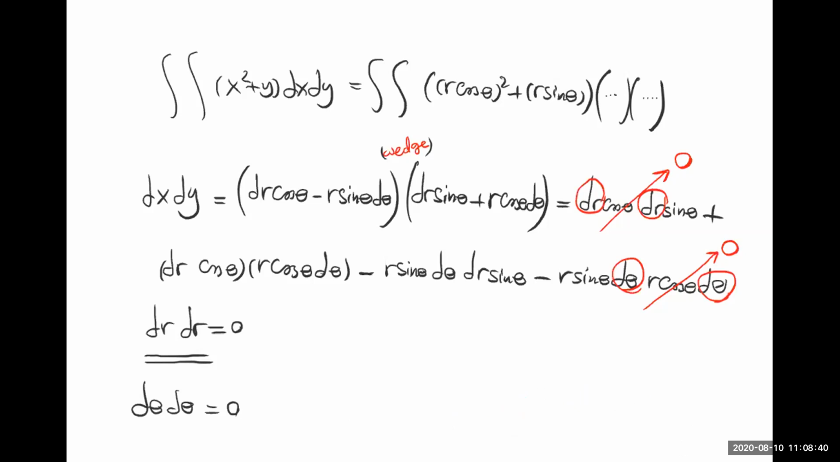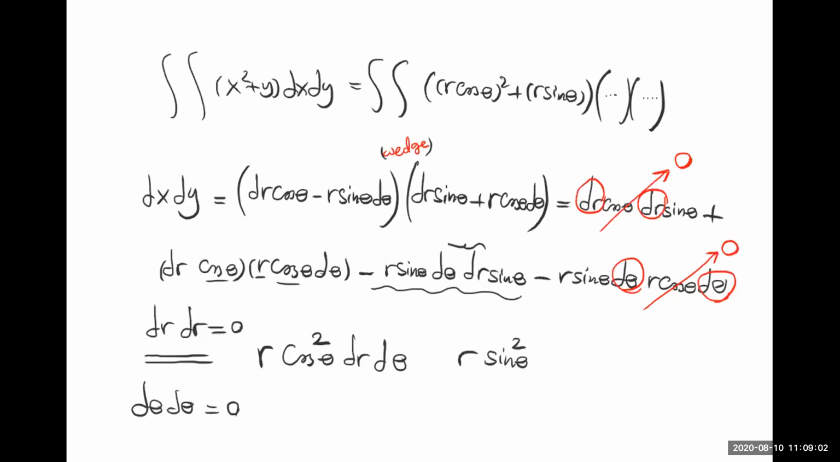So what are the things which remain? Well, we have here r cosine theta times cosine theta, which is cosine theta squared, dr d theta. What about here? Here we have r sine theta, which is sine theta squared, d theta dr.